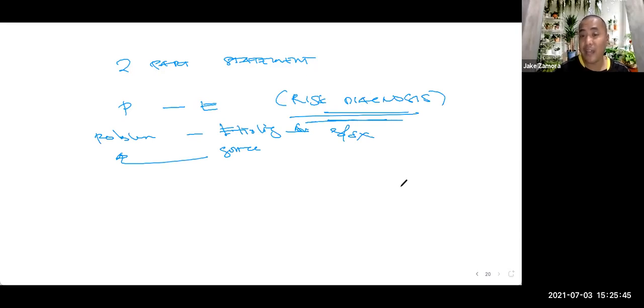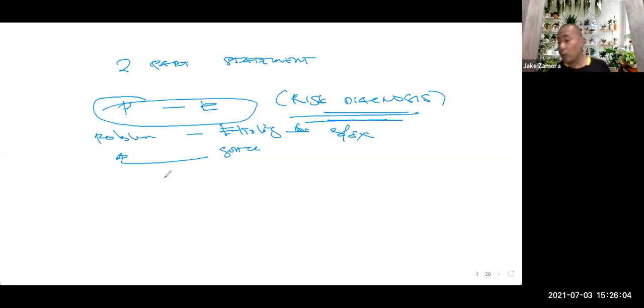Kaya your risk diagnosis, usually it has only two-part statement. It has the problem and it has the etiology. Okay, that is your two-part statement. Meron ding one-part statement, which is the problem alone. But for nursing students like you, what we do is the three-part statement.